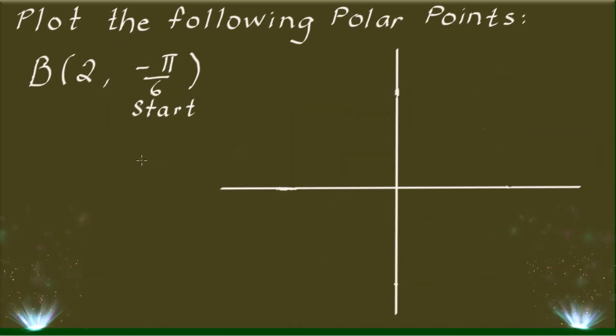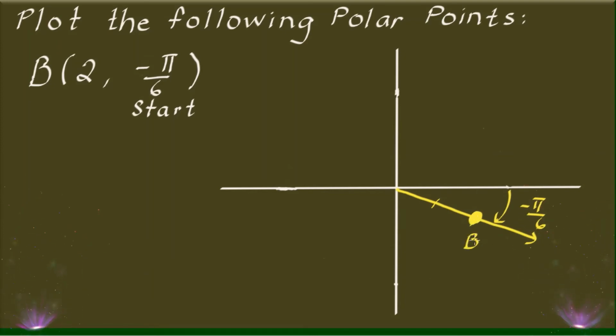Next, plot the point B with coordinates (2, negative pi over 6). Let's try to plot point B without the concentric circles. So again, let's start with the angle negative pi over 6. So negative pi over 6, go clockwise. So this is our negative pi over 6. Then, find the point that is 2 units away from the pole. So this is the point whose distance from the pole is 2 units. So this is our polar point B.